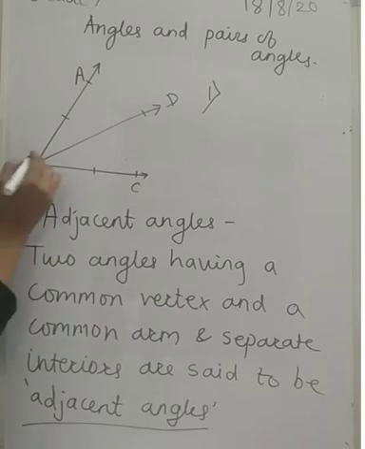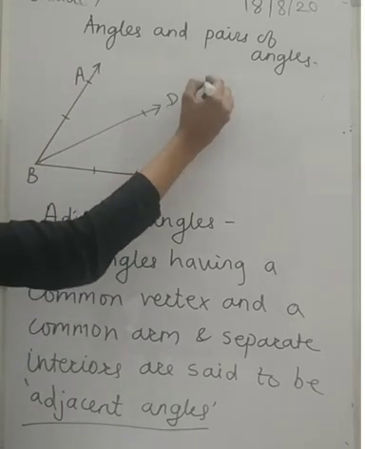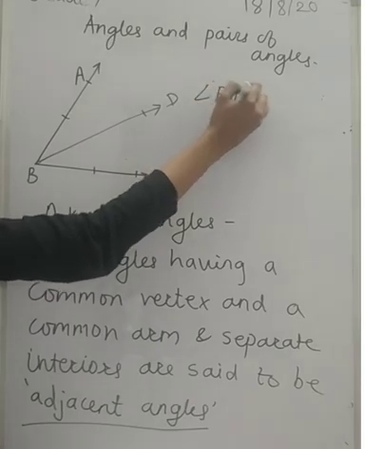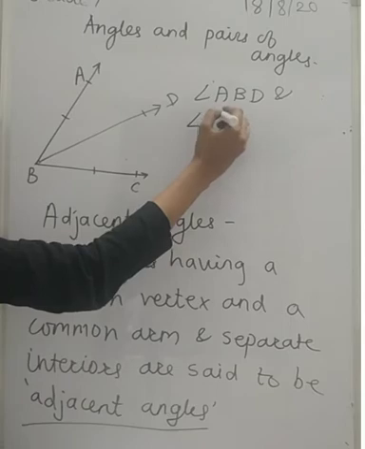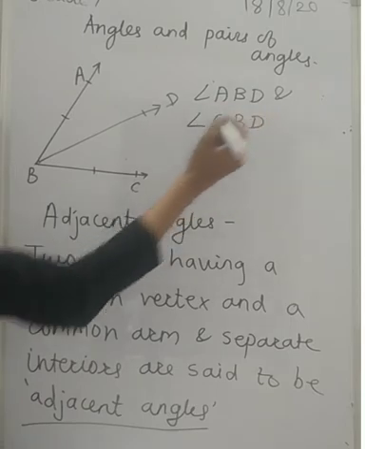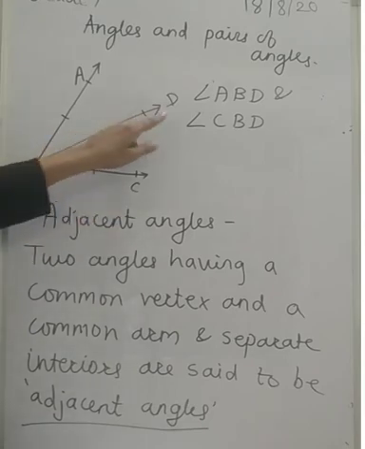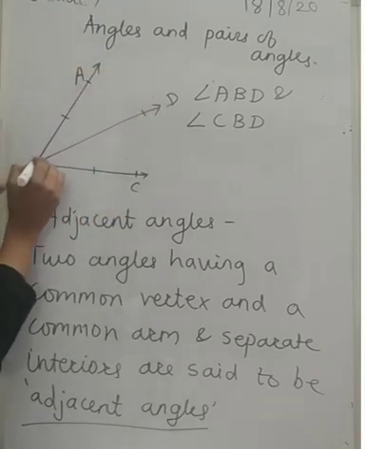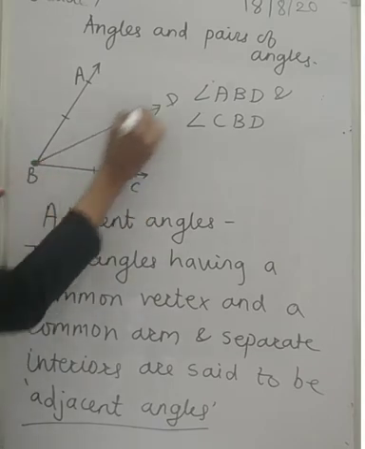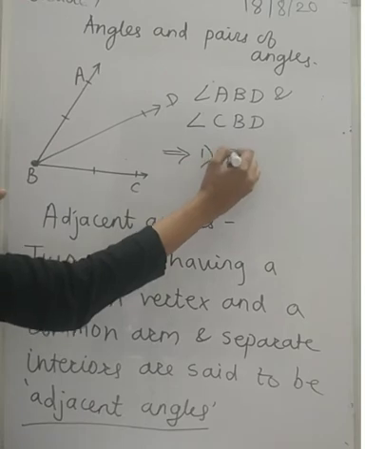Vertex is B. Suppose we talk about angle ABD and angle CBD. Now this ABD has vertex B, and CBD also has vertex B. So which is the common vertex here? B vertex.